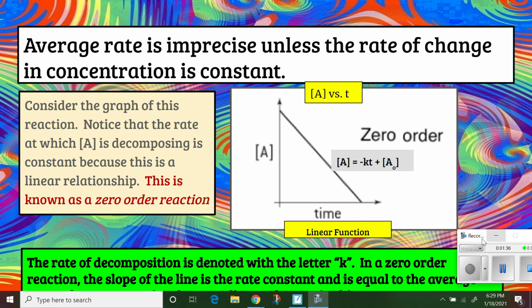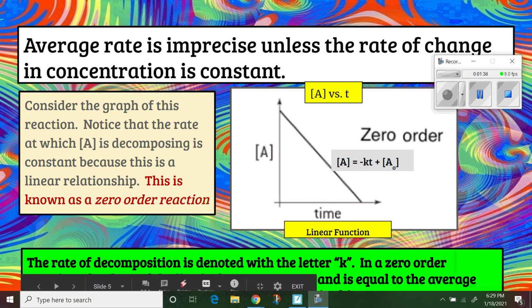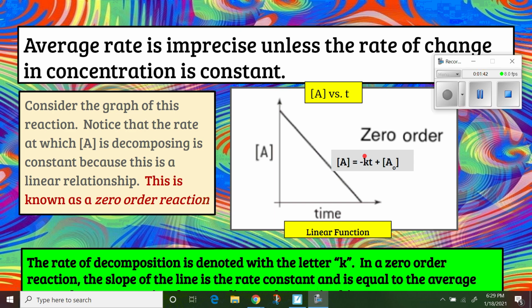K tells us what's called the rate constant. K is going to be the rate constant. In a zero-order reaction, the slope of the line is going to be constant just because it's a linear equation. And it's equal to the average rate of the particular chemical reaction that we're studying. And it's zero order because that rate just never changes.